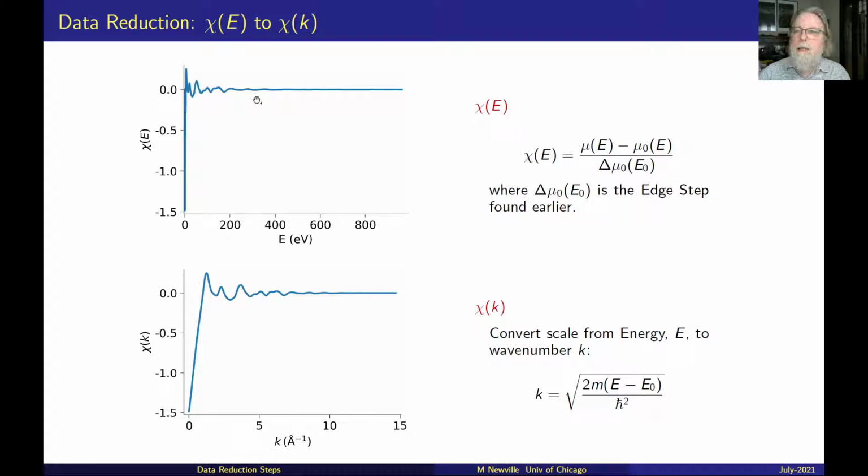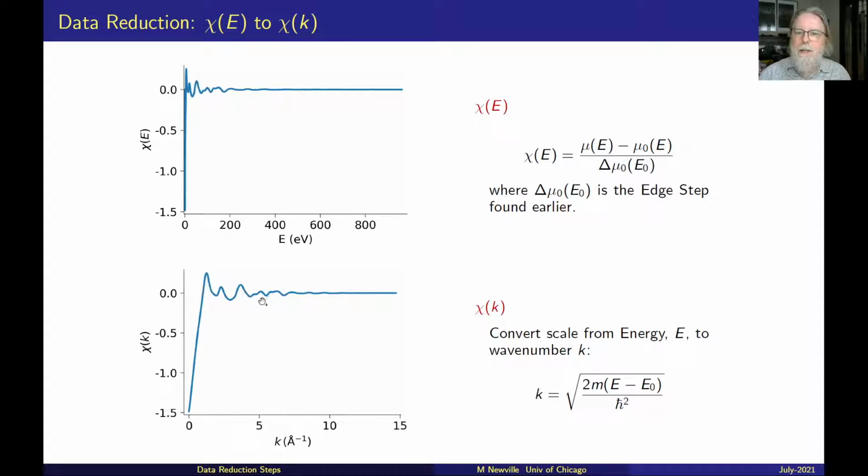Once we've isolated chi, we've subtracted mu from our mu0 and divided by our edge step, our normalization, we have the normalized chi of E. And that looks like this. There's a huge spike in one direction or the other at the origin, and then the oscillations die out in energy. So we'll typically convert from energy space to wave number space, k, which is the square root of the energy and then the mass of the electron and Planck's constant to give k in inverse angstroms.